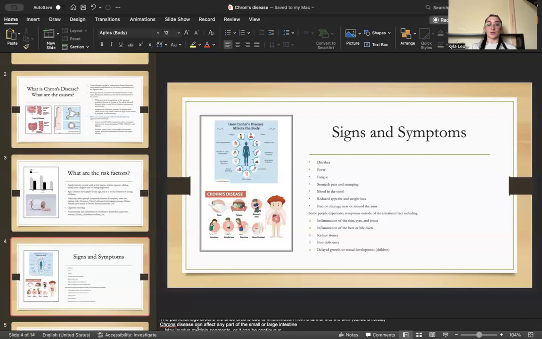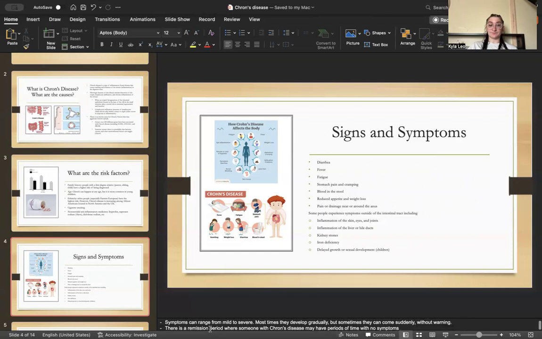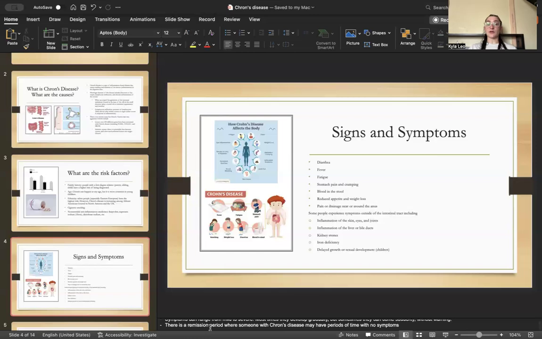Crohn's disease can also affect any part of the small or large intestine. It can involve multiple segments or it can be continuous. Most commonly, it involves the last part of the small intestine. However, in some people, the disease is only in the colon or large intestine. Symptoms can range from mild to severe. Most times they develop gradually, but sometimes they can come suddenly and without warning. Some people also go through a remission period, which means that someone with Crohn's disease may have a period of time with no symptoms.